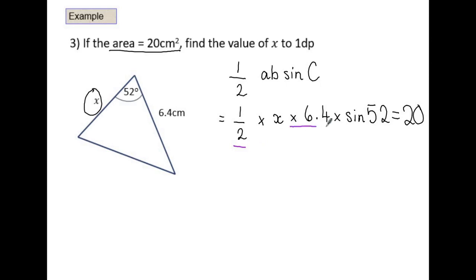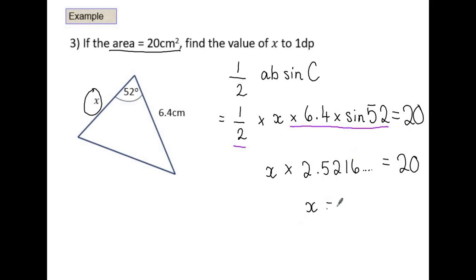So we know the half, we know the 6.4, and we know the sine 52. So type into your calculator half times 6.4 times sine 52, and you should get 2.5216, etc. So you're going to have x times that value equals 20. Now you just need to think of your equations. So to get rid of that times 2.52, we need to divide to both sides.